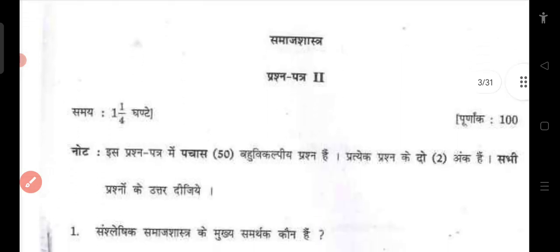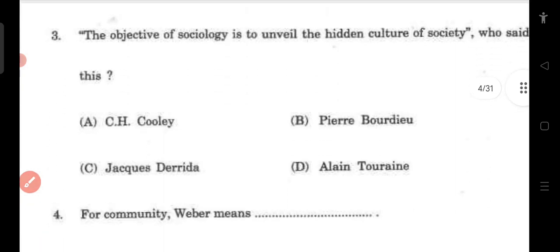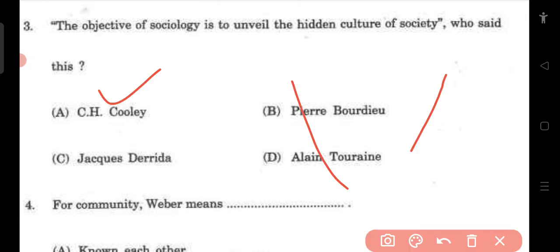Question number 3 is asking: the objective of sociology is to unveil the hidden culture of society. Who said this? C.H. Cooley, Pierre Bourdieu, Jacques Derrida, Alan Turing. So here the answer should be Pierre Bourdieu.